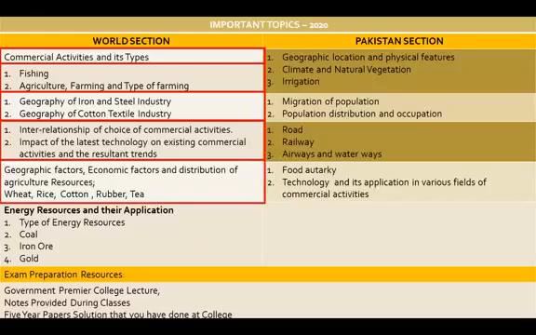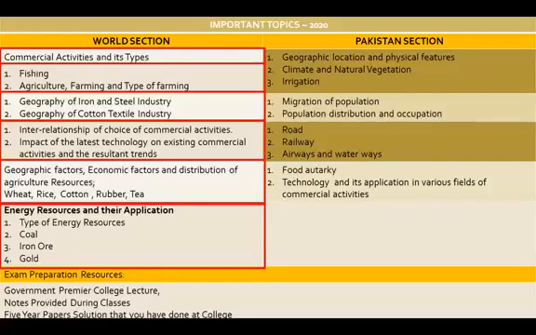Then we have geographic factors, economic factors, and the distribution of agricultural resources. Here we have wheat, rice, cotton, rubber, and tea. So any question may come from that area as well. So how many topics do we have? 1, 2, 3, 4, 5, and the last one, topic number 6, energy resources: their application and types of energy resources, coal, iron ore, and gold.